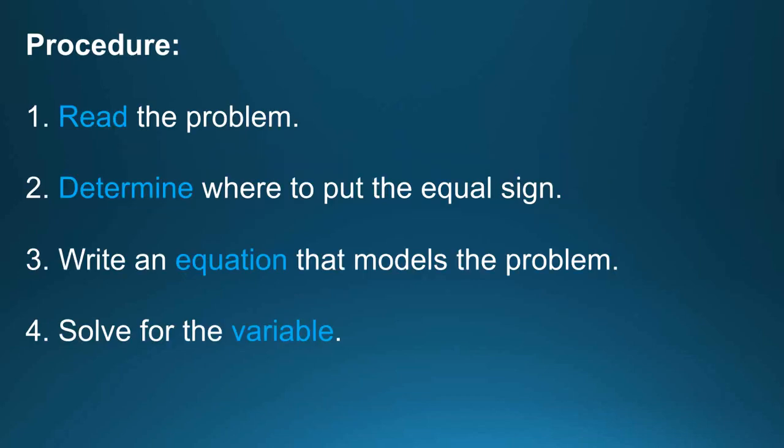First, you're going to read the problem. Obviously, you need to read the problem and make sure you understand what it's being asked. Do not start writing the equation right away. Read it thoroughly first. Second, determine where to put the equal sign. Wherever the word is usually where you put the equal sign. As soon as you see the word is, that's where you need to place your equal sign.